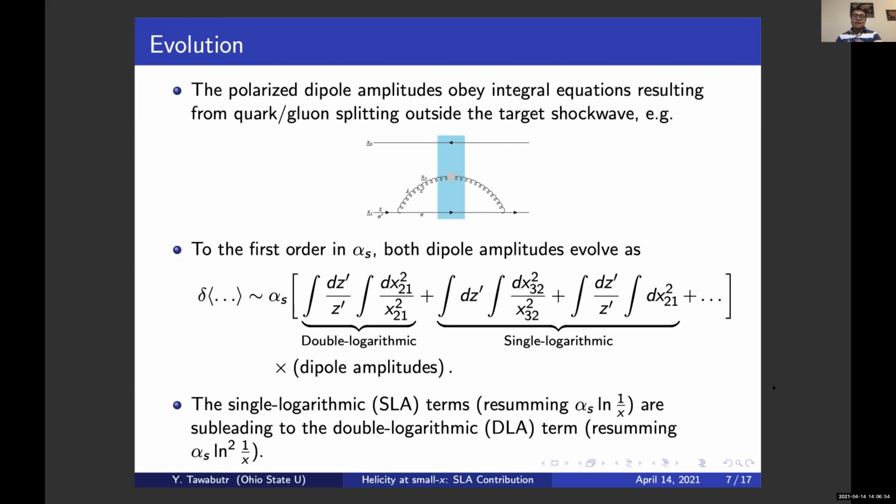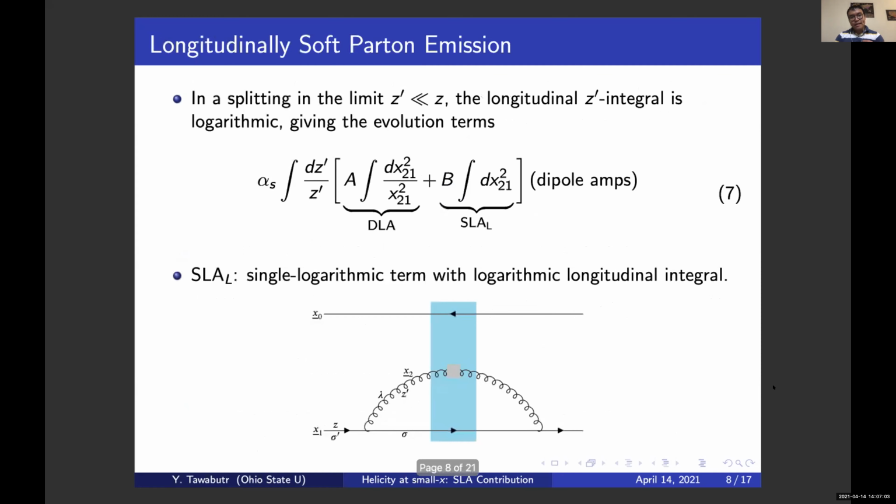And these terms are subleading to the double log terms because at small x, right? Because when x is small, log 1 over x is big. Now, to look at the evolution in more detail, we consider a special case where the emission involved the emission of a soft parton only. And when doing that, in particular, what I mean by soft, I mean longitudinally soft.